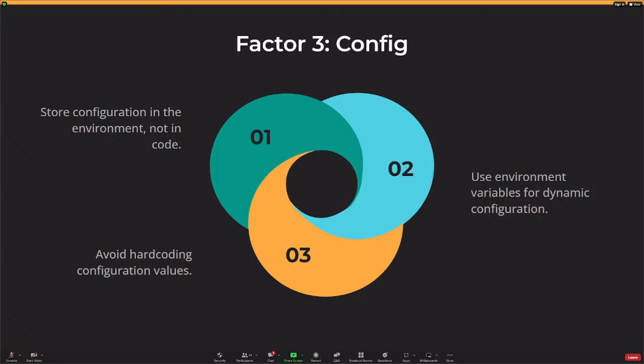Next, we have factor number 4, the backing services. In the code base we write all the logic, and the logic might connect to all kinds of backing services. In microservices, the backing services can be a database or a message queue like RabbitMQ, Postgres, or different kinds of databases that we can use. That can be a backing service. It should not be built inside the code itself. You should run it as an attached service.